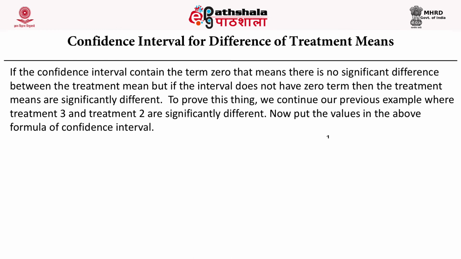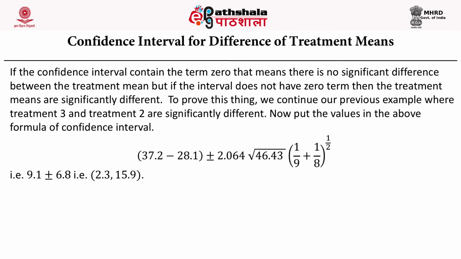To prove this, we continue our previous sample where treatment 3 and treatment 2 are significantly different. Now put the values in the above formula of confidence interval. So we have the values as 37.2 minus 28.1 plus minus 2.064 square root of 46.43 into (1 upon 9 plus 1 upon 8) whole power 1 upon 2, that is 9.1 plus minus 6.8, that is 2.3 and 15.9. So we have the interval given here as 2.3 and 15.9. Hence the interval does not contain the term 0.